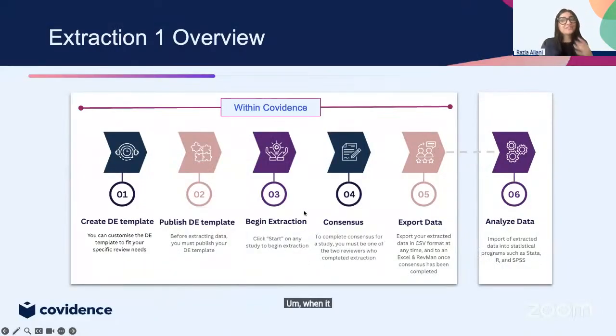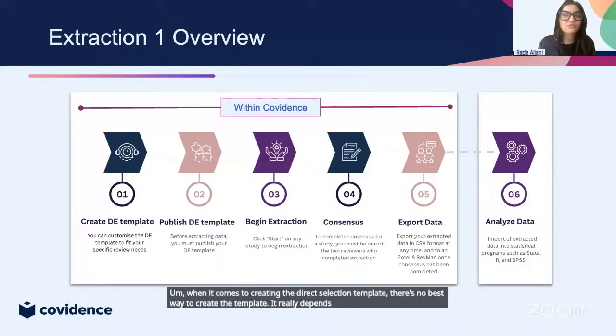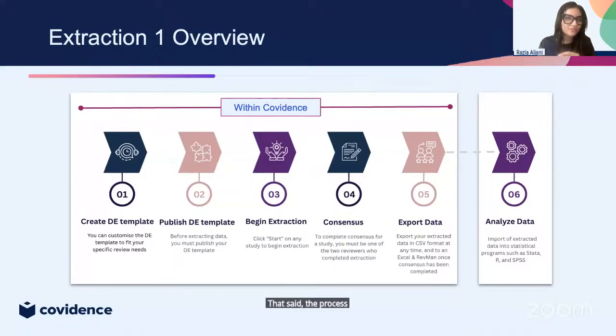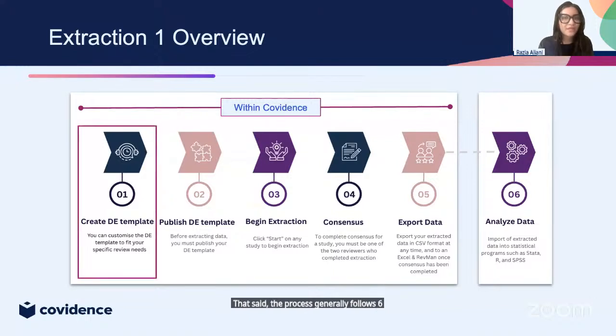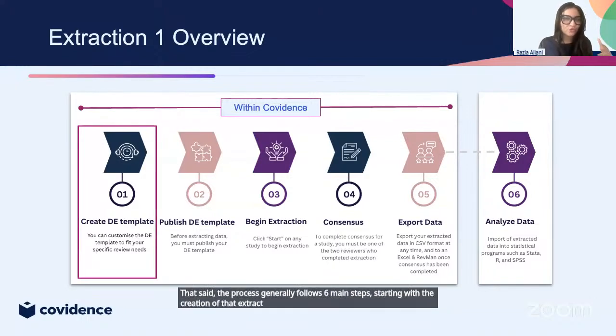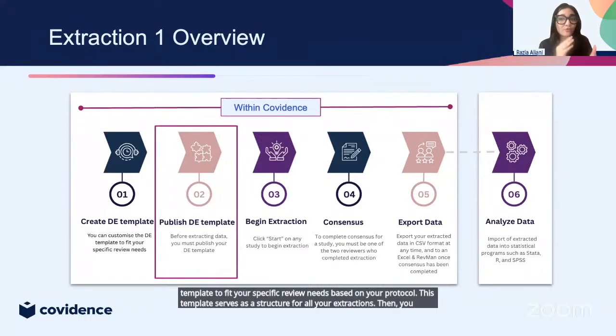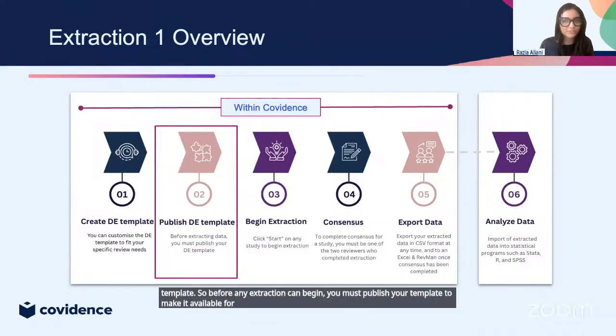When it comes to creating the data extraction template, there's no best way to create it. It really depends on your review purpose, the type of data that you're collecting, and your specific outcome of interest. That said, the process generally follows 6 main steps, starting with the creation of the data extraction template. You customize your template to fit your specific review needs based on your protocol. This template serves as a structure for all your extractions. Then you publish the template.